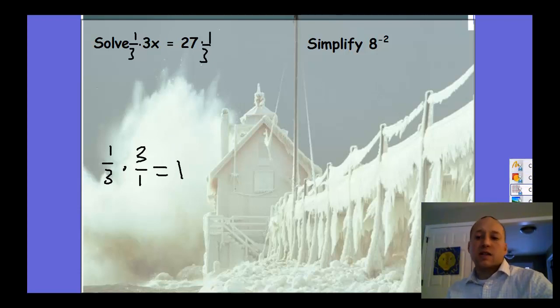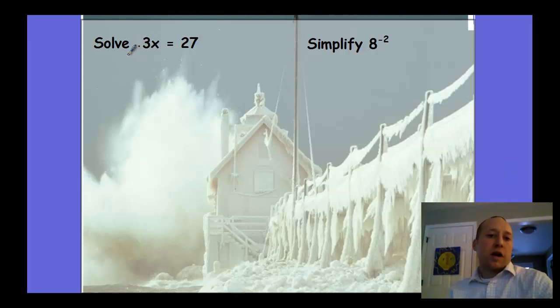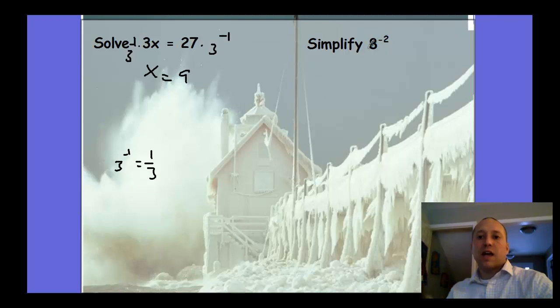There's another way we could write this. Instead of writing it as dividing by 3 or multiplying by 1/3, it's multiplying by 3 to the negative 1 power. Multiply both sides by 3 to the negative 1. Why is that? Because 3 to the negative 1 power is the same thing as 1 over 3. This will help you out today because that's really what we're doing with our matrices, using this notation as the inverse. This still gives us x is 9 because this is really 27 divided by 3. That's the inverse. So we want to simplify 8 to the negative 2 power. That's the same thing as 1 over 8 squared or 1 over 64.